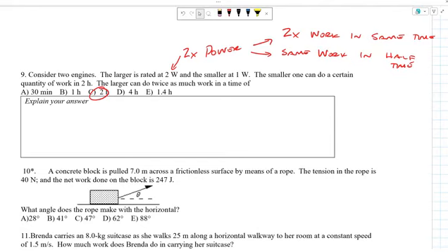And that's where we're at. This is asking about the twice as much work in the same amount of time thing because it's power.